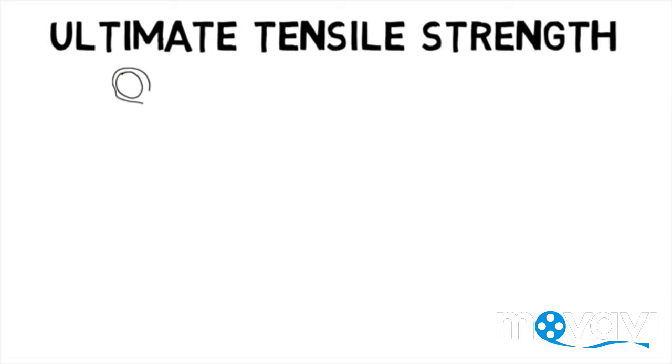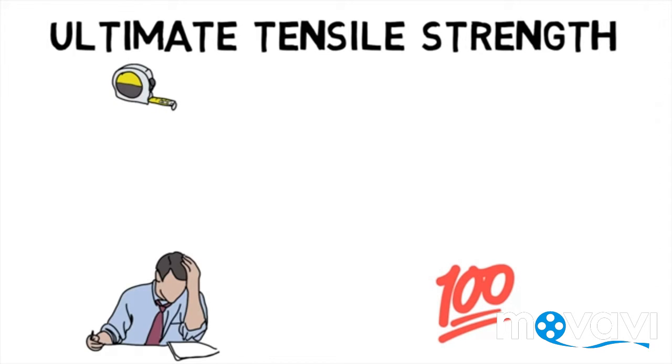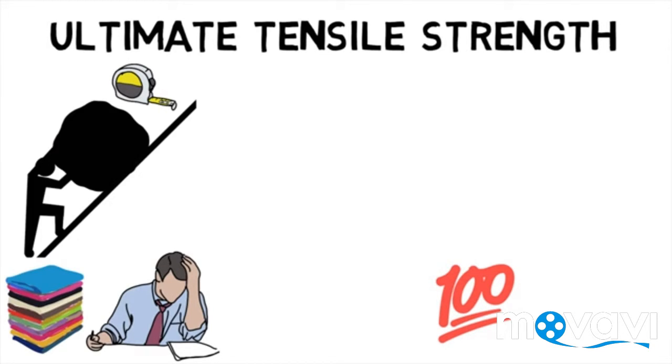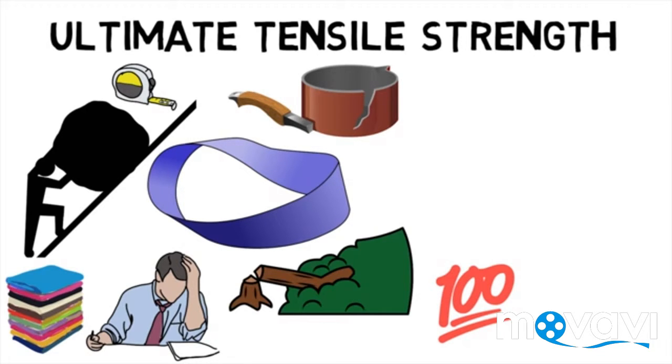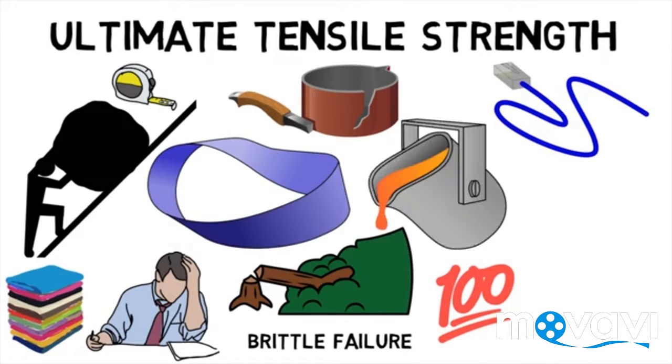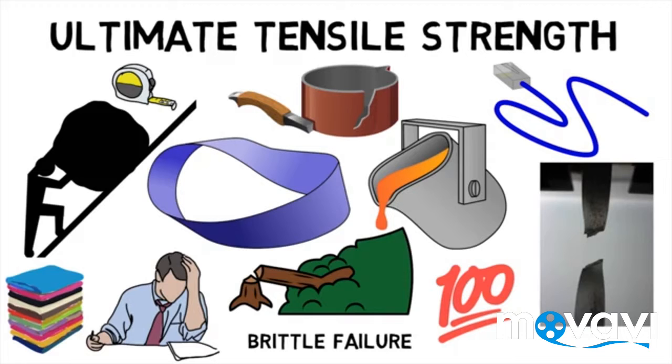Ultimate tensile strength is measured as the maximum stress that a material can withstand while being stretched or pulled before breaking. Some materials break very sharply without plastic deformation in what is called a brittle failure. Others, which are more ductile, including most metals, experience some plastic deformation and possibly necking before fracture.